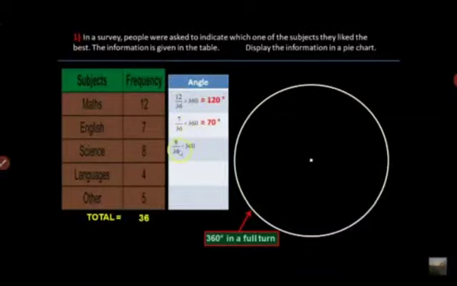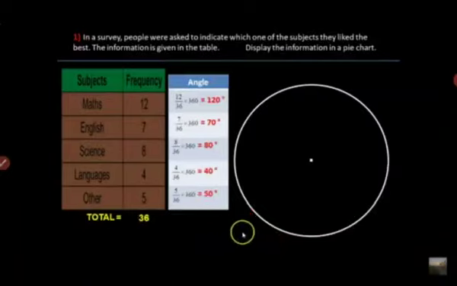Same numbers here, the only thing that's different is the numerator. So 360 divided by 36 is 10, so multiply every number by 10. So 8 times 10 is 80, and then 4 times 10 is 40, and then 50. Alright, now we know the angle for each subject. For mathematics, 120, English 70, science 80, and so on.